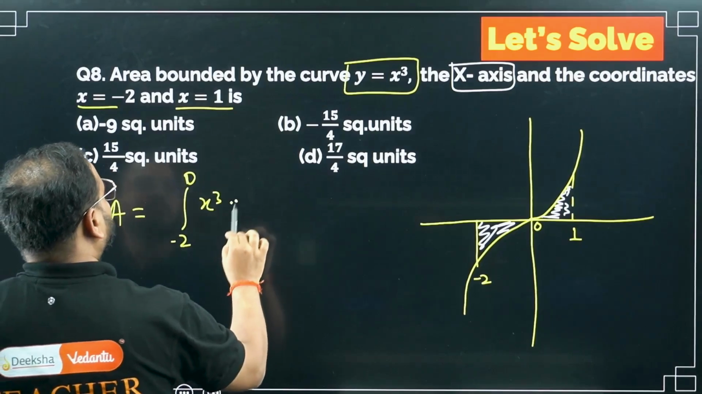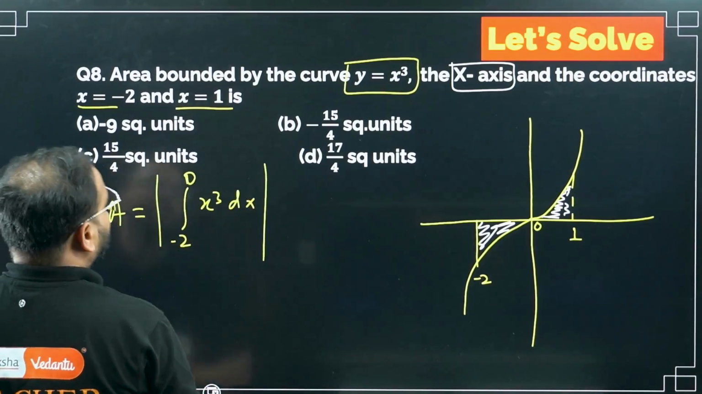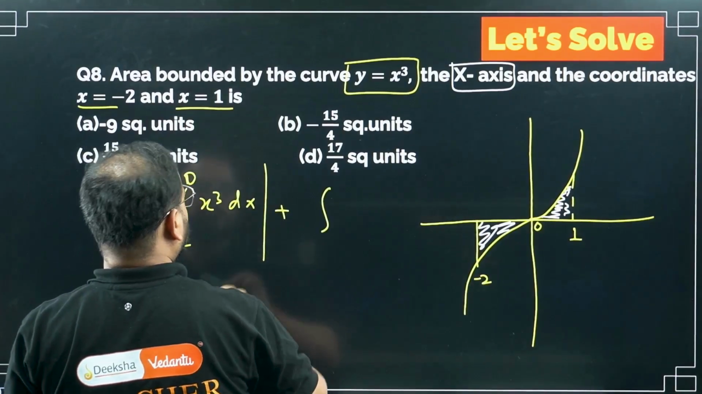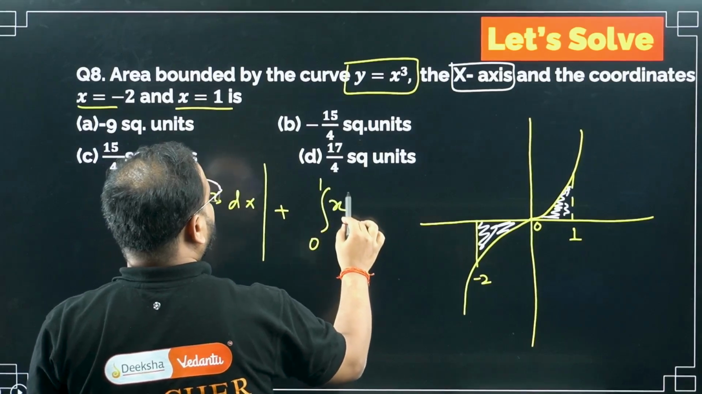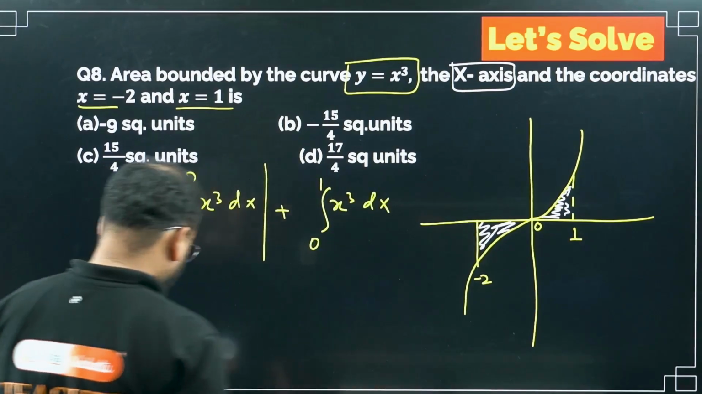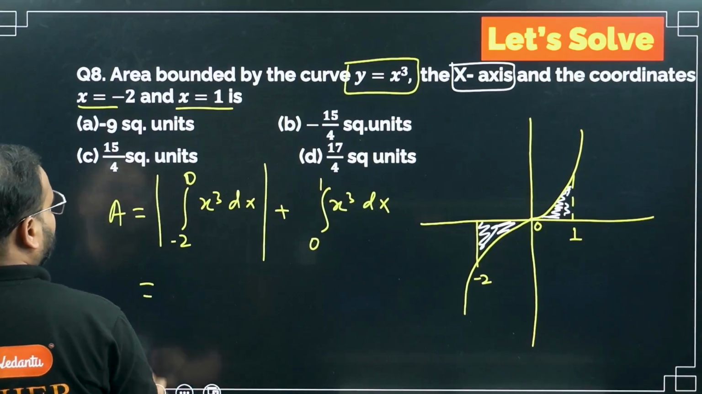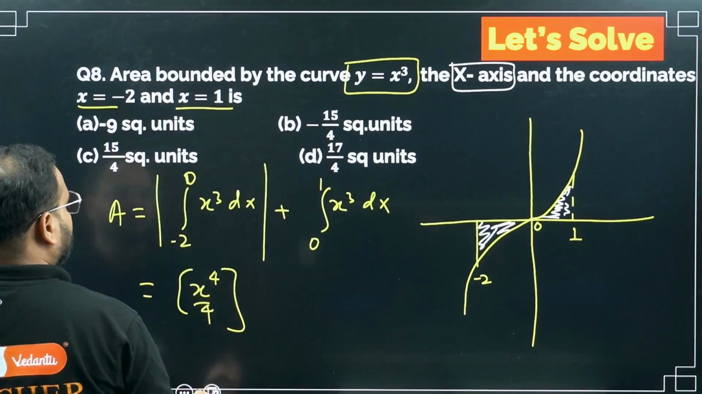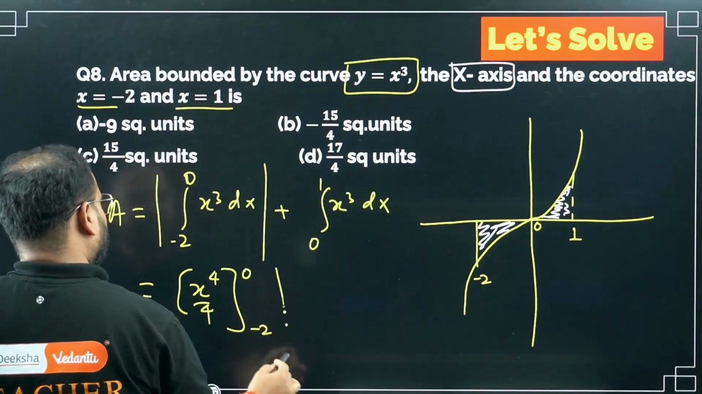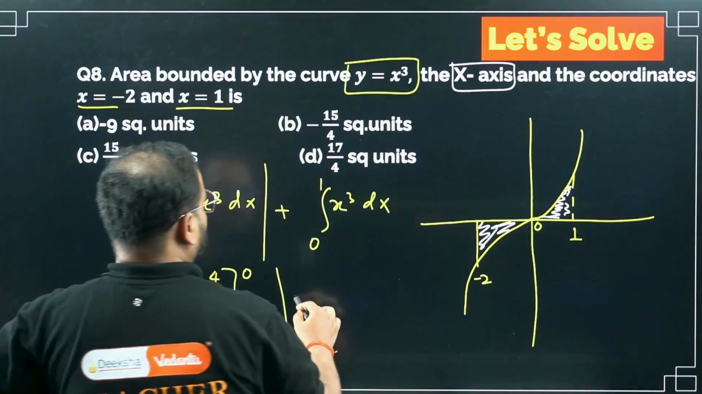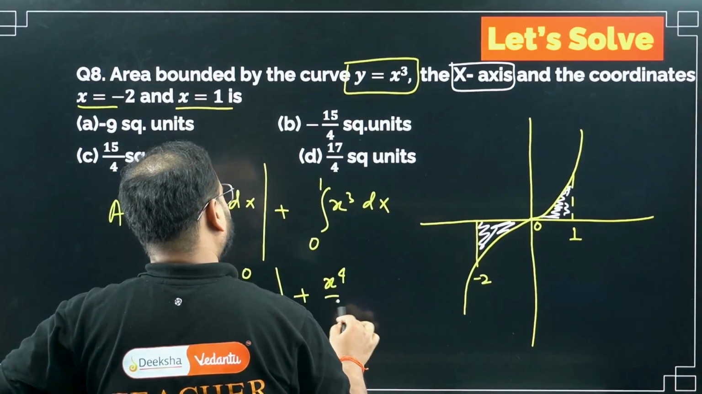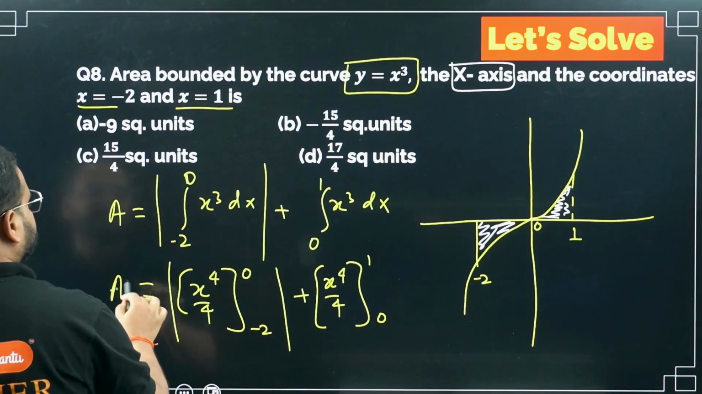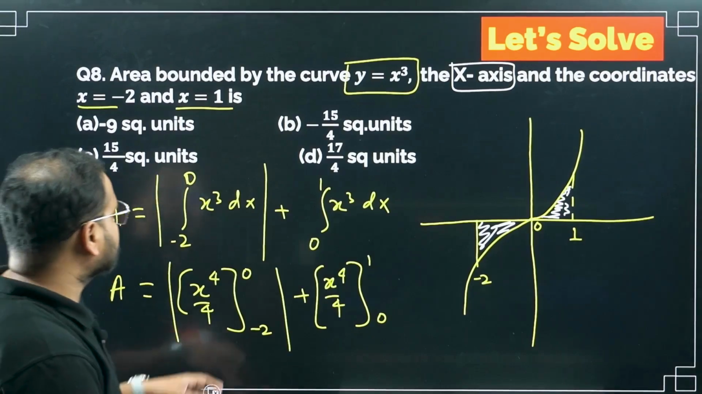x cube with dx, but with modulus. How come modulus? Because this is negative over here. Plus integration from 0 to 1 of x cube dx. If I solve this, I'm going to get x power 4 by 4 from minus 2 to 0, with the modulus, and from here also x power 4 by 4 from 0 to 1. This is my area A. Any doubt? I don't think there is a doubt over here. I hope this is simple and clear.